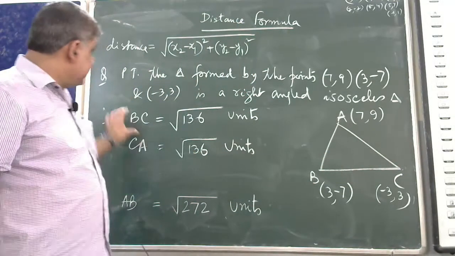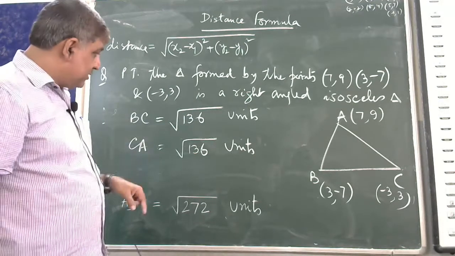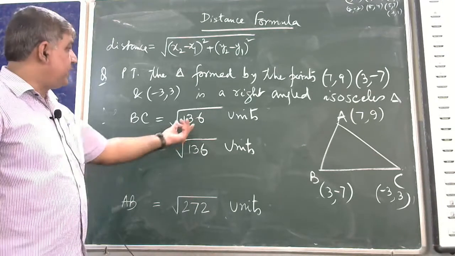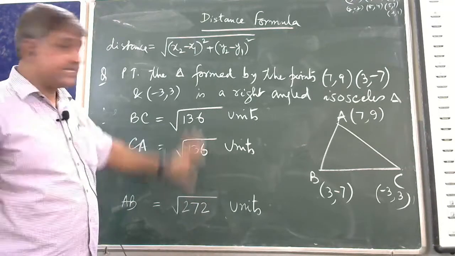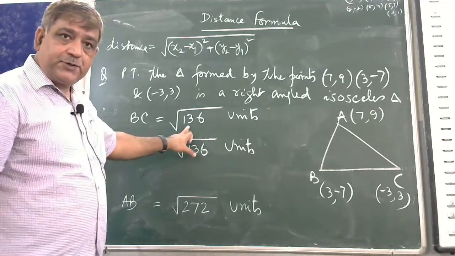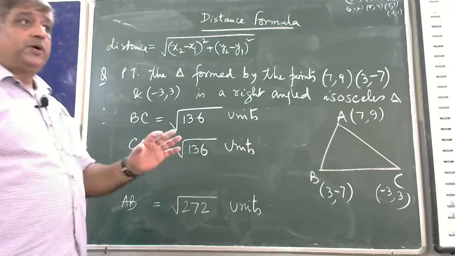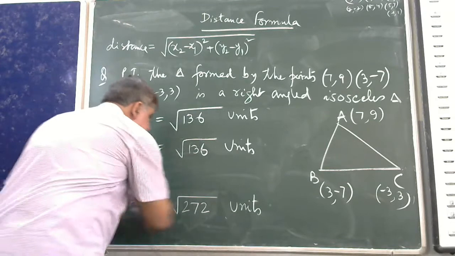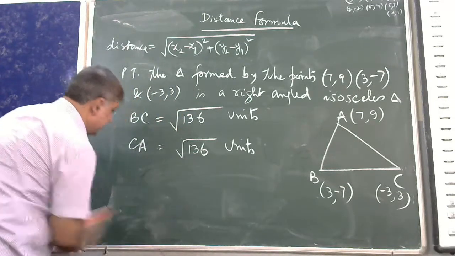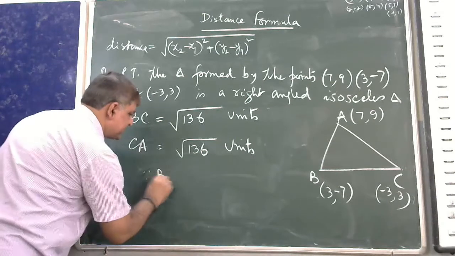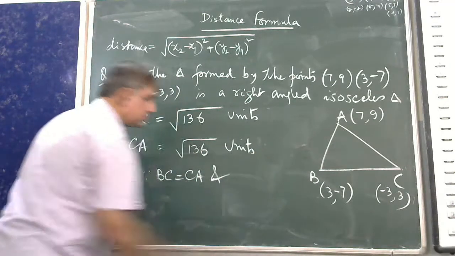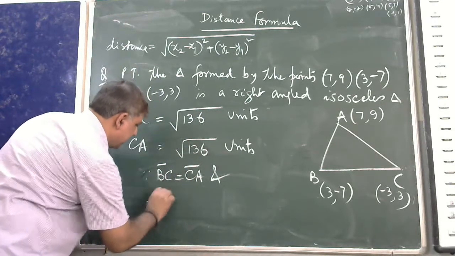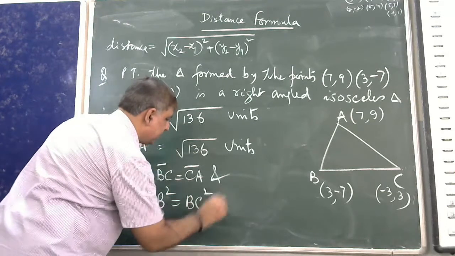What you observe here is that BC is equal to CA, and AB square is equal to BC square plus CA square. BC squared is 136, CA squared is 136. Add the two, and it becomes 272. And AB squared is also 272. So AB square is equal to BC square plus CA square. This thing you have to write here. Since BC is equal to CA, you can put length of line segment, and AB square is equal to BC square plus CA square.